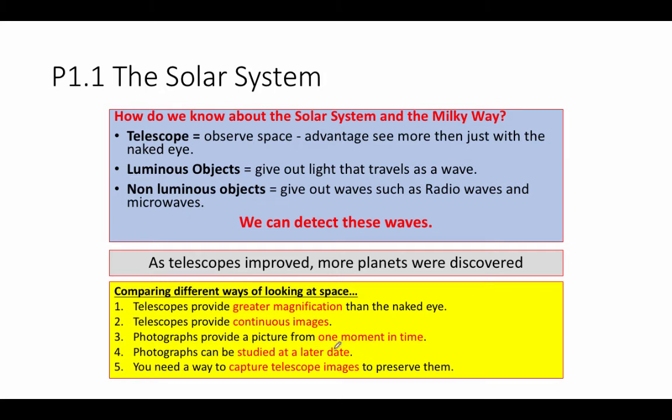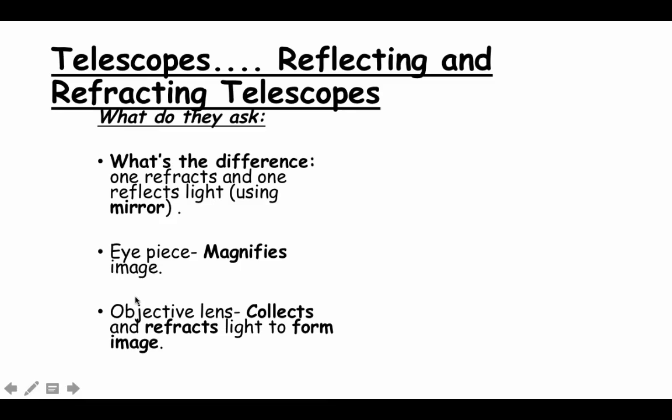Photographs provide a picture from one moment in time, so you can take a snapshot and you can keep that. Photographs can be studied. When you take a picture, you can study it later. You need a way to capture telescope images to preserve them. It allows you to basically make a copy of them. So make sure you understand the benefits of using telescopes and the benefits of taking photographs.